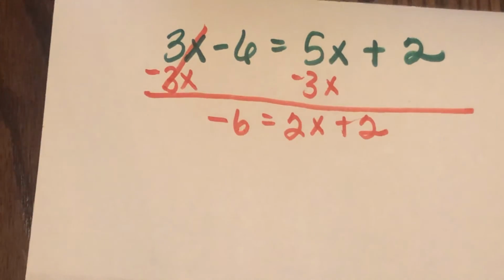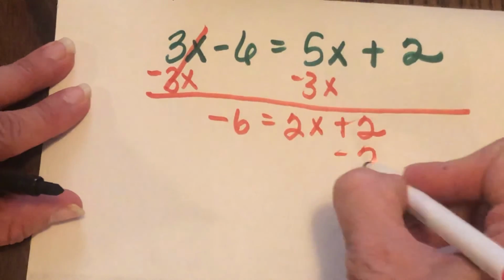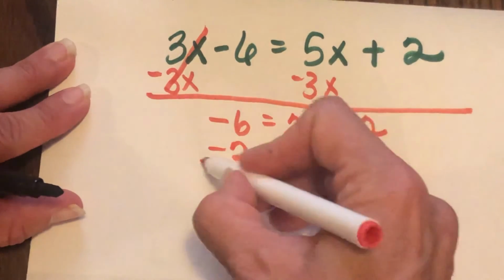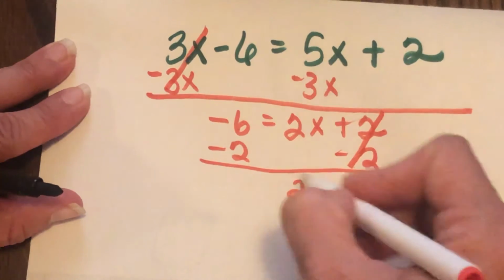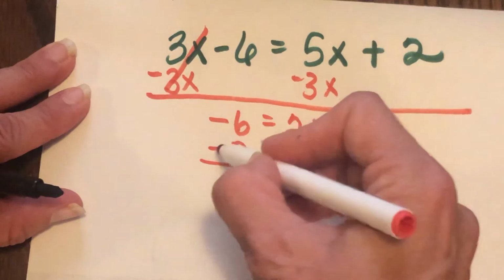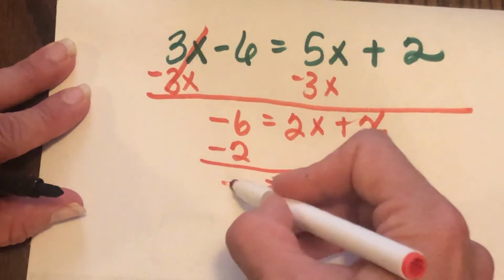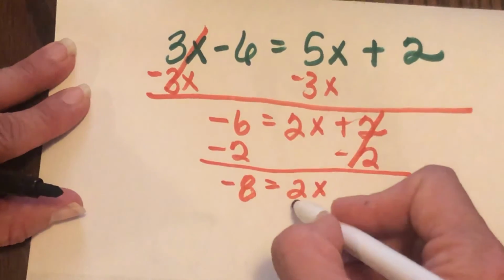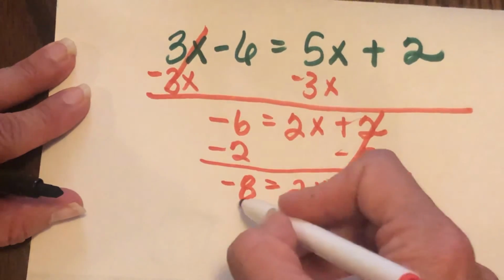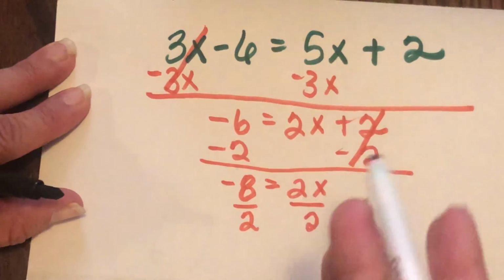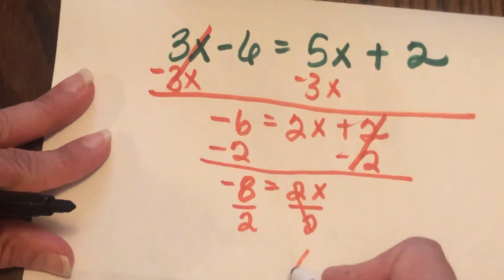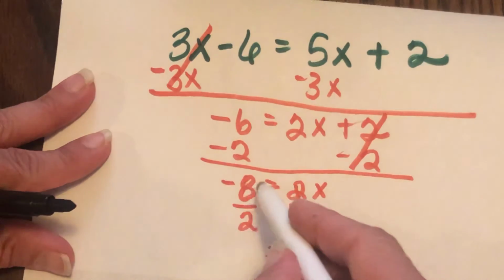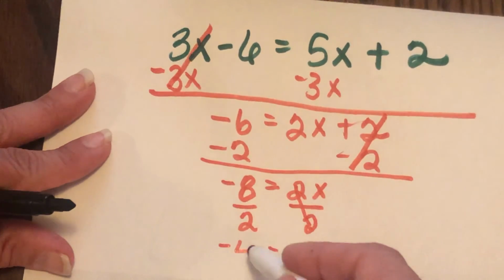And now we will subtract 2 on both sides. Himself and the constant on the other side, leaving us with 2x. And negative 6 minus 2 is going to give us negative 8. And then we're going to divide both sides by 2 because the x is being multiplied by 2. The 2 divided by 2 leaves us with x. And the negative 8 divided by the 2 gives us negative 4.